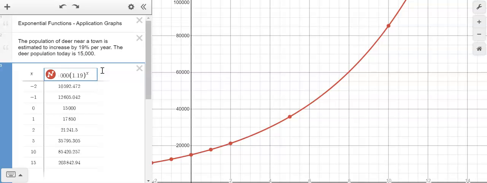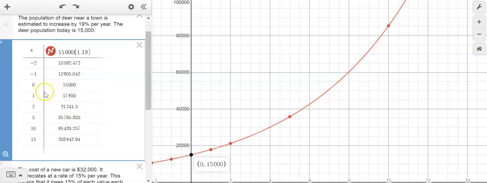So I created a table and it generated these values. So we can see, right, when x is 0, year 0, my initial value is 15,000. And then the next year it increased 19% of that. So 19% of 15,000 and then added back to the 15,000 gives me the 17,850. So that's year 1. And we continue seeing that year 2.